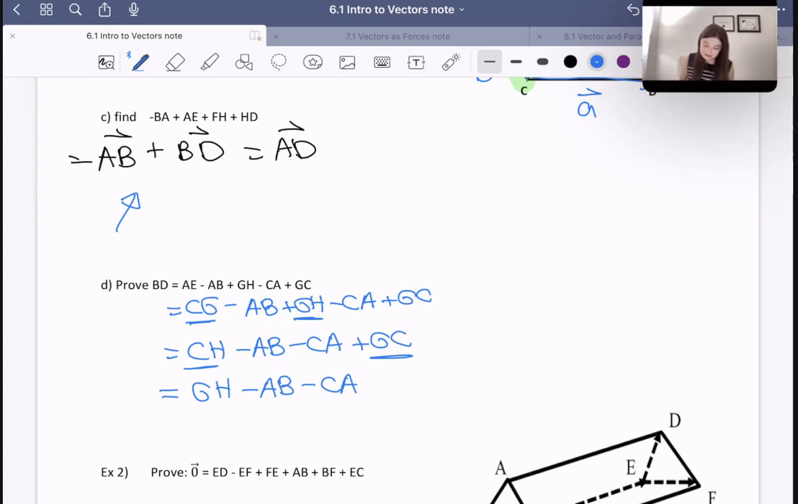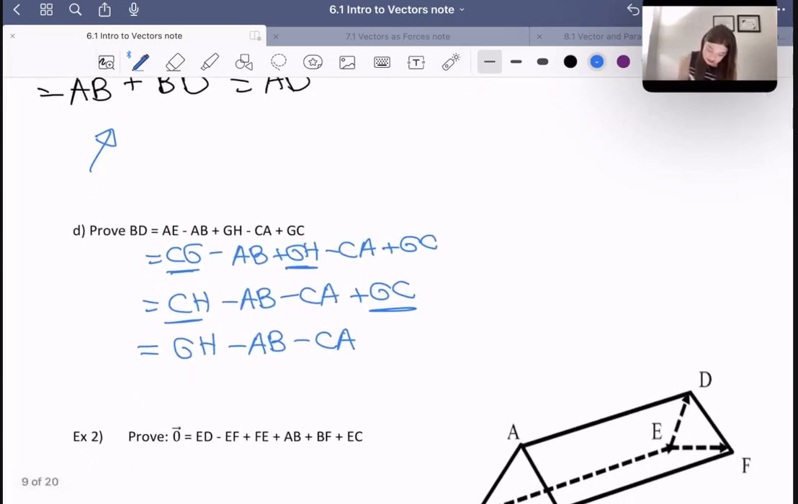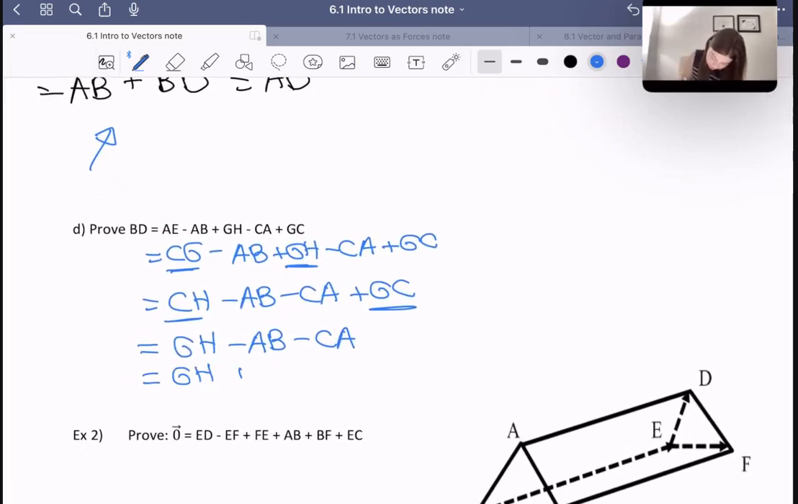So what would that be equal to, right? Minus AB, which is really just BA, plus over here AC, right? So then this would just be BC, right? GH plus BC. That's what we have there.